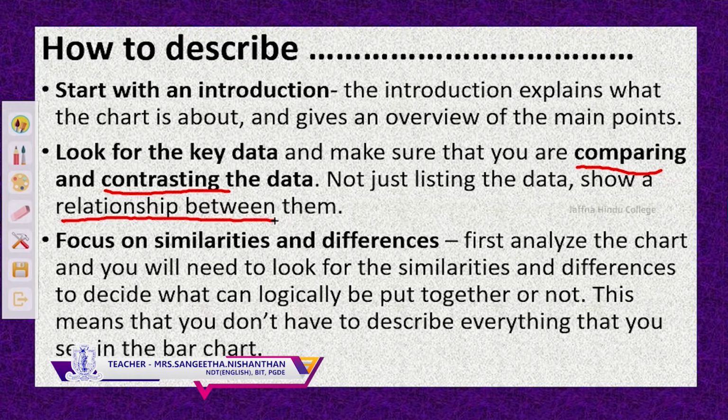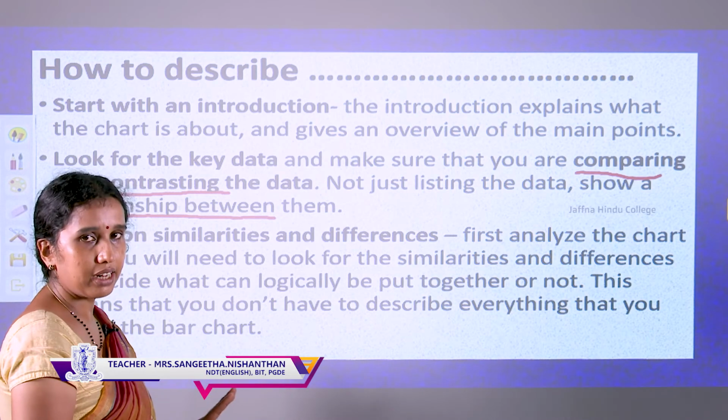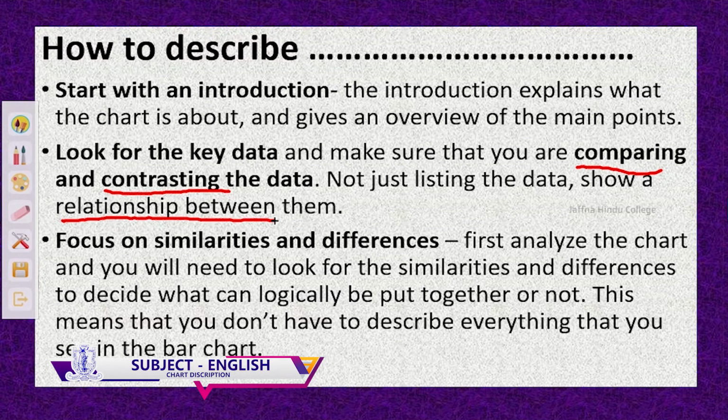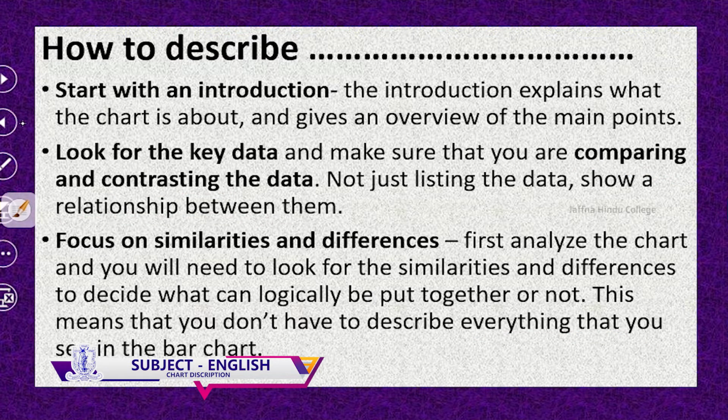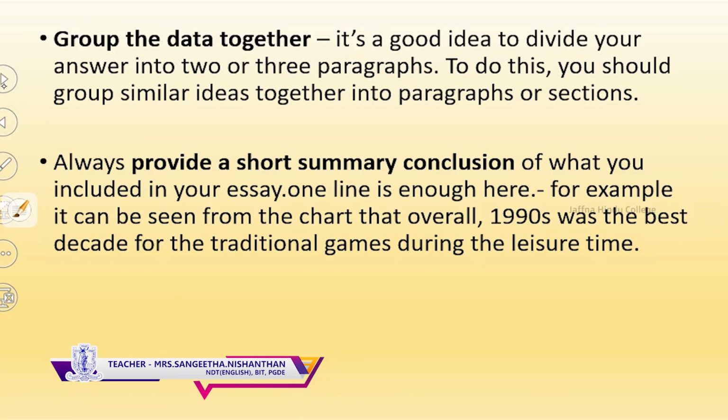To do this, you should first analyze the chart carefully, and look for the similarities and differences to decide what can logically be put together or not. If you analyze the chart, you can categorize or divide the paragraphs according to the key data given. This means that you don't have to describe everything that you see in the bar chart. They need only the key data. This means you have to transfer the graphical information into written information. They expect you to interpret the information only. They are not asking you to explain it.